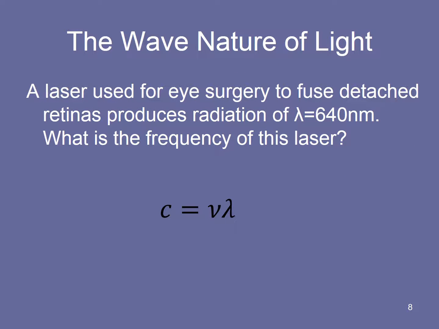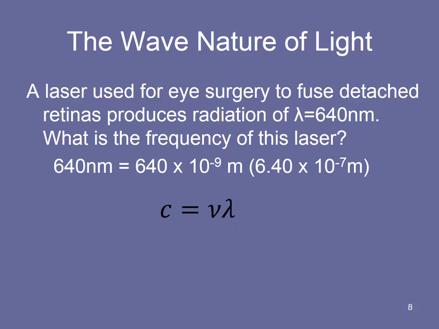Okay, so let's do an example. A laser used for eye surgery has a radiation of wavelength 640 nanometers. What is the frequency of this laser? Okay, so c equals lambda nu. Just realize that c is in terms of meters per second, and so you have to make sure that your wavelength is in meters and that your frequency is in per second.